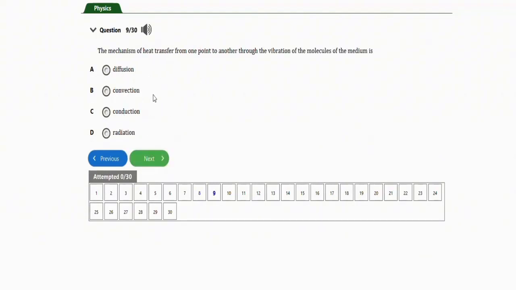So the next one here says the mechanism of heat transfer from one point to another through the vibration of molecules of the medium is, we have option A, diffusion, this one convection, this one conduction, option D, we have radiation. So guys, the correct option to this question is option C, which is what? Conduction. Alright, so take note of this particular question as well.